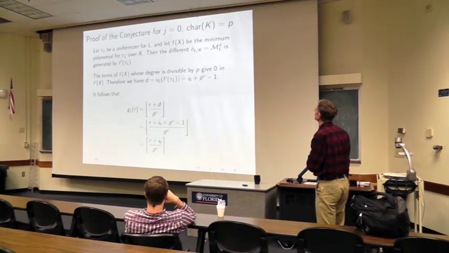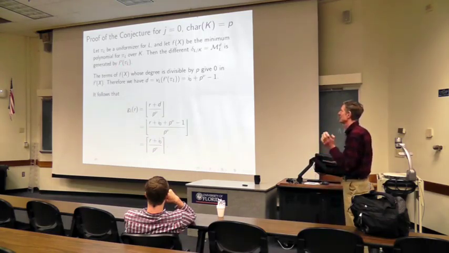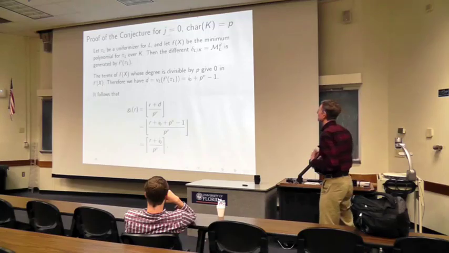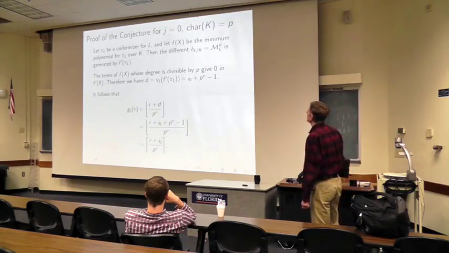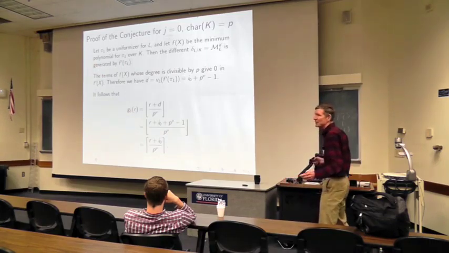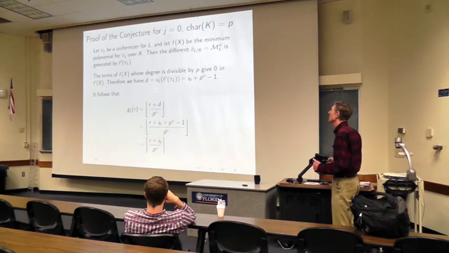Okay, so the different is generated by f prime of pi. Number theory, we've seen this many times before. Since I'm assuming characteristic p, when you take the derivative, terms whose degree is divisible by p give 0 in f prime of x. So basically, we get rid of the terms that we're not supposed to use when we calculate I0. So therefore, d can be expressed in terms of I0 this way.